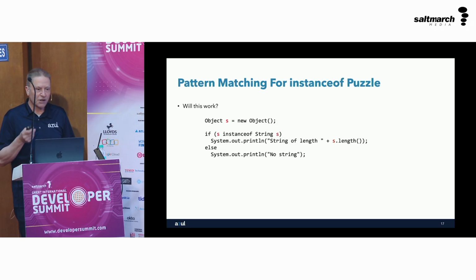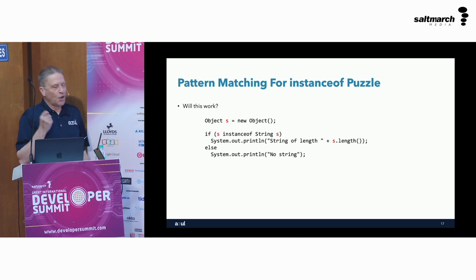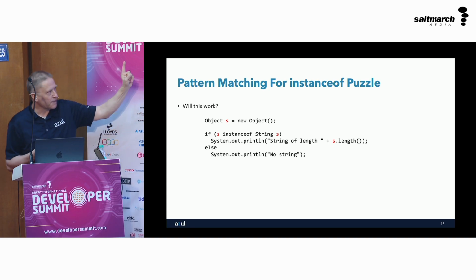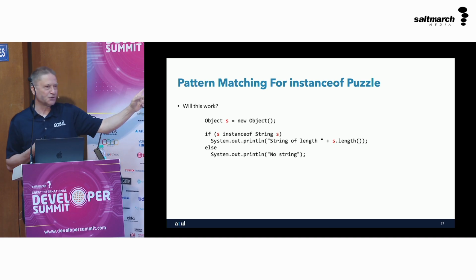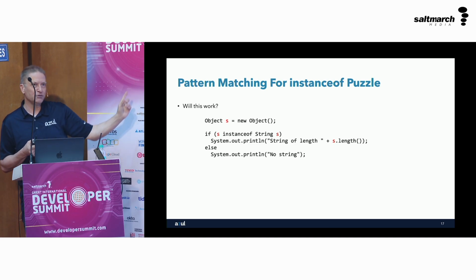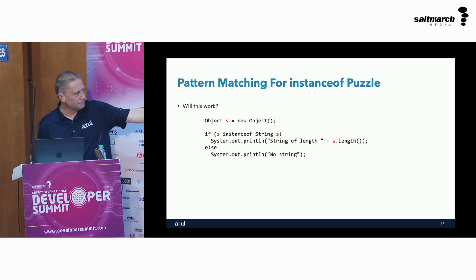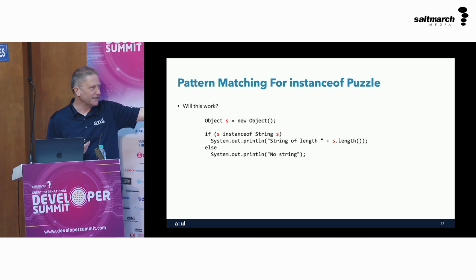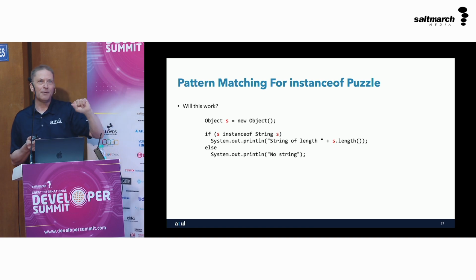Right, so here's a puzzle for you. And I'm going to include several puzzles in this presentation. Piece of code, Object s. So I'm creating a variable called s of type Object and instantiating a new Object. Wonderful. And then I say if s instanceof String s, so I'm using pattern matching, print out the length of the string. Else, print out no string. Now here we've got a little bit of a problem, you see, because I've used s for the name of my object, and I'm using s for the name of my pattern variable.